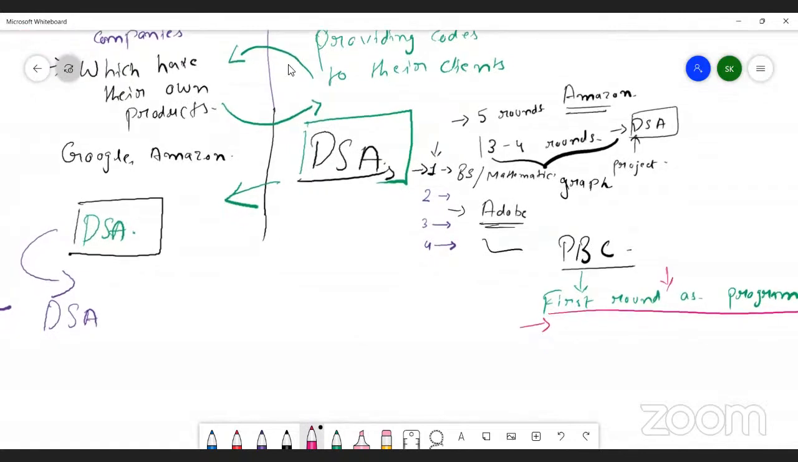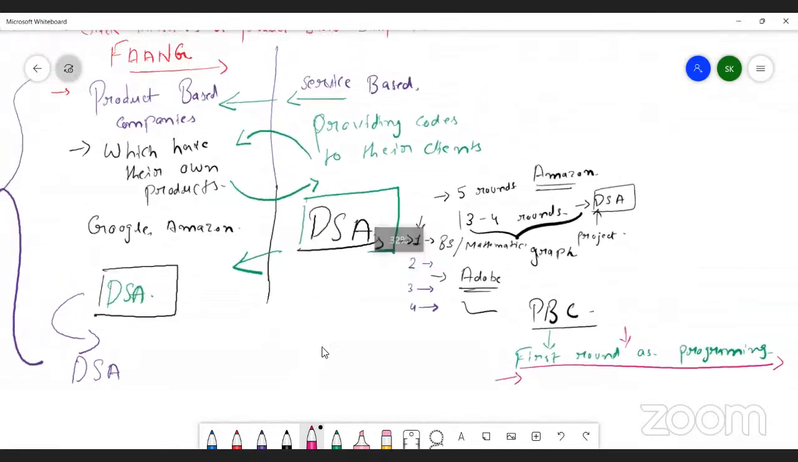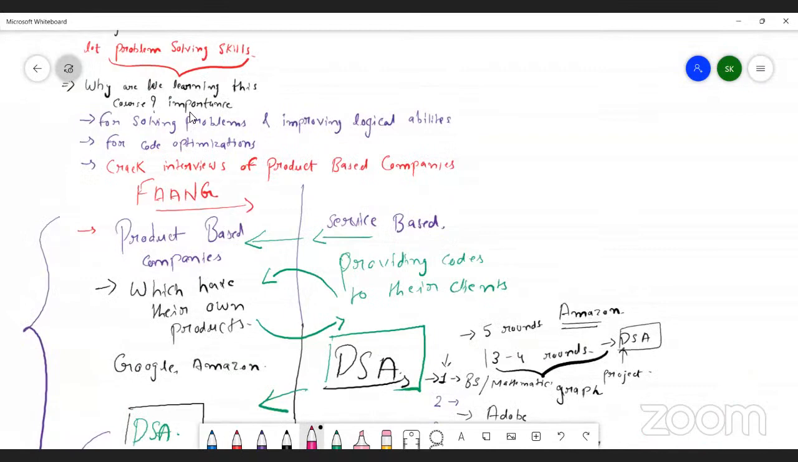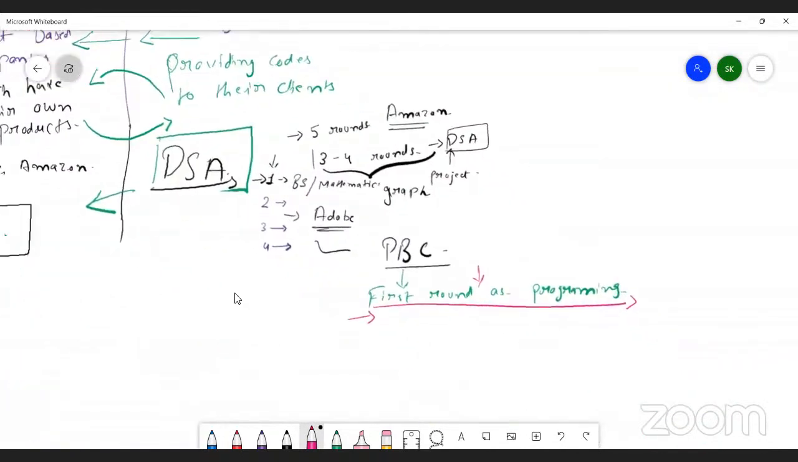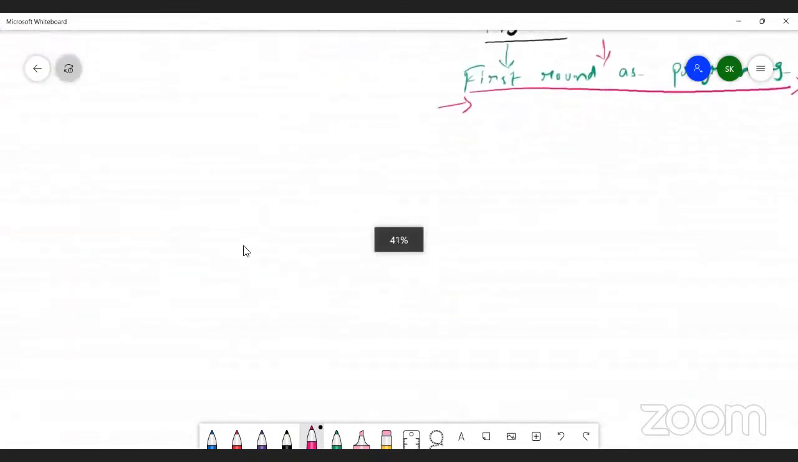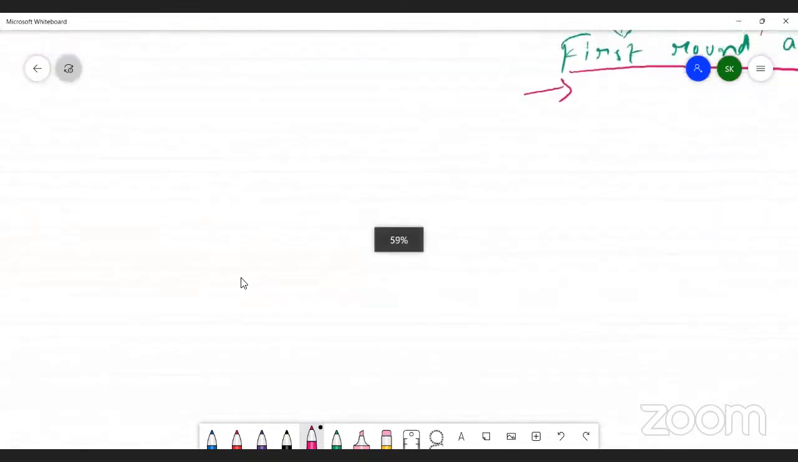Okay, Raghav. So I hope everyone is clear with my second question. Why are we learning this course and its importance? Anyone having any doubts regarding the same?